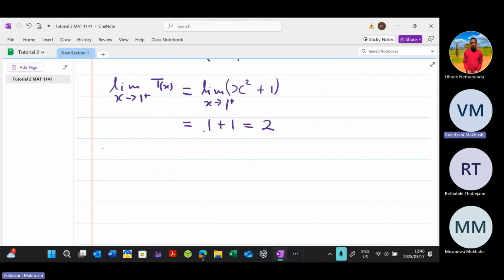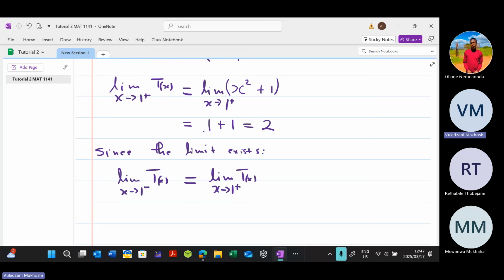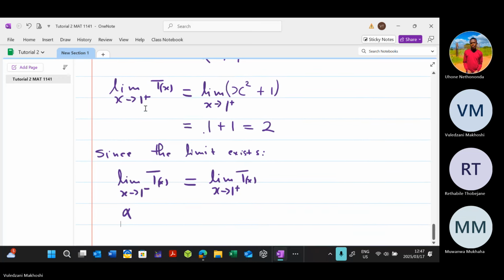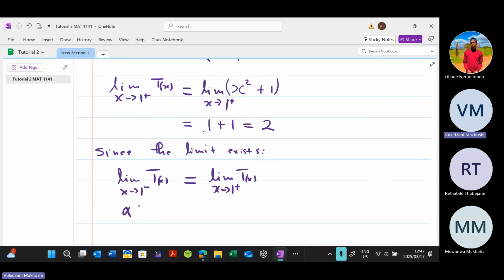Since the limit exists, what do we expect? We expect the limit of f of x when x is approaching 1 from the left to be equal to the limit of f of x when x is approaching 1 from the right. So we have alpha plus 4, alpha plus 4 must be equal to 2.